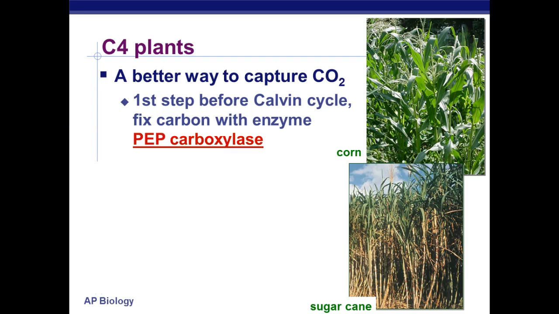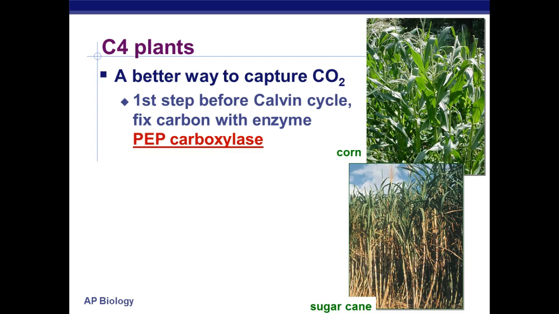Corn and sugarcane, important crops that we grow, are C4 plants. Both of them originate from tropical environments, even though corn today we tend to think of as growing more like in the Midwest here in Illinois. It originated in central Mexico, a much more tropical climate. Sugarcane is still grown in the tropics.